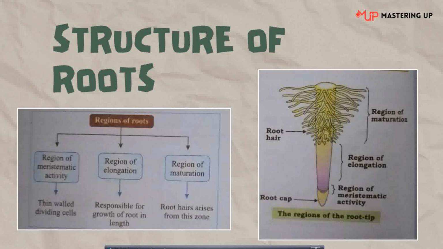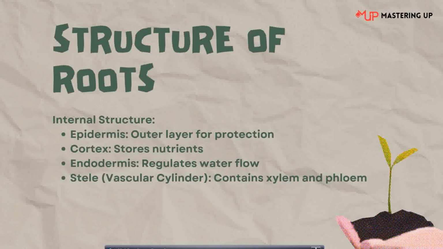Okay, so let's look into other topics. Structure of root: the internal structure. Root has external structure, which we discussed. Internal structure: epidermis, cortex, endodermis, and stele. The epidermis is the outer layer for protection. The root hairs are elongations of these epidermal cells. Now cortex stores nutrients, endodermis regulates water flow, and stele is the vascular cylinder.